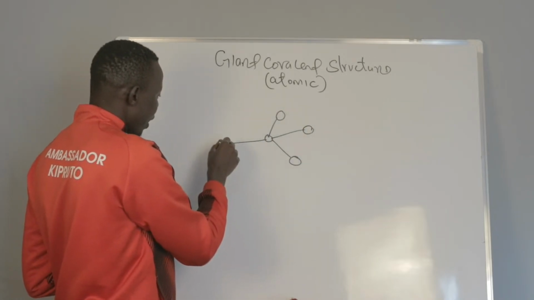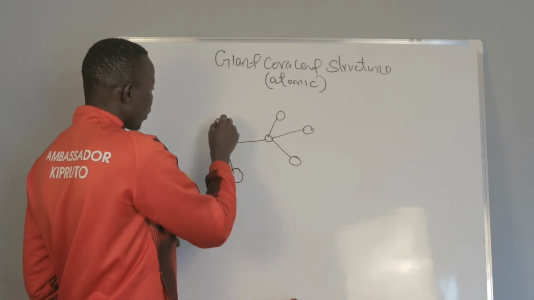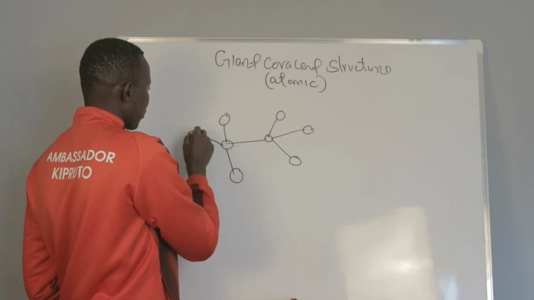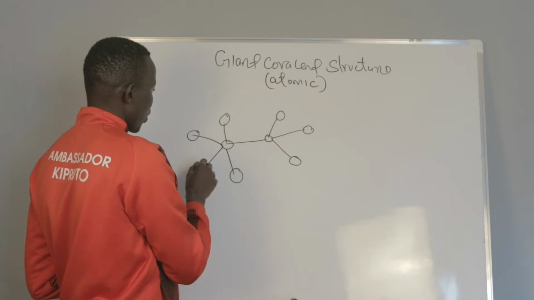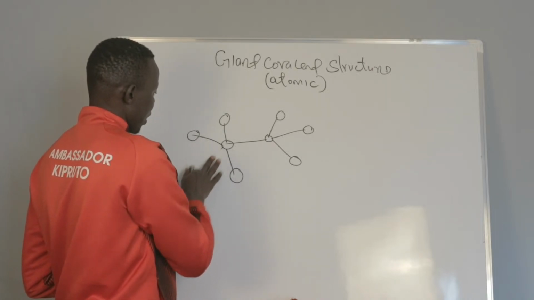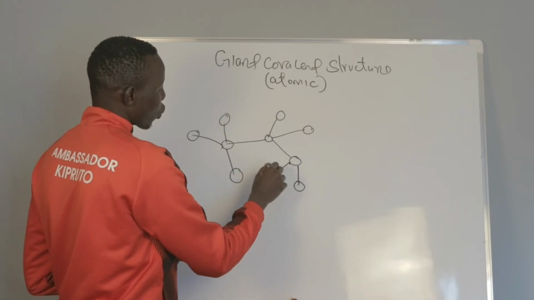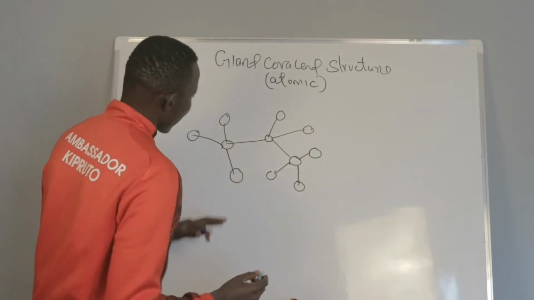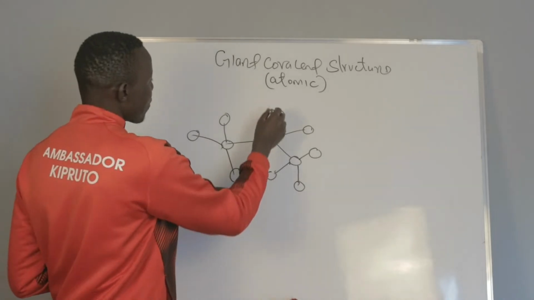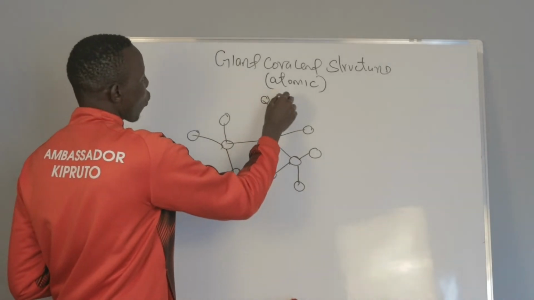Then this one connects with another 4. That is enough there. Because 1, 2, 3, 4. Each one of them connects with other 4 atoms. When the structure is like that, you also take it with other 4.